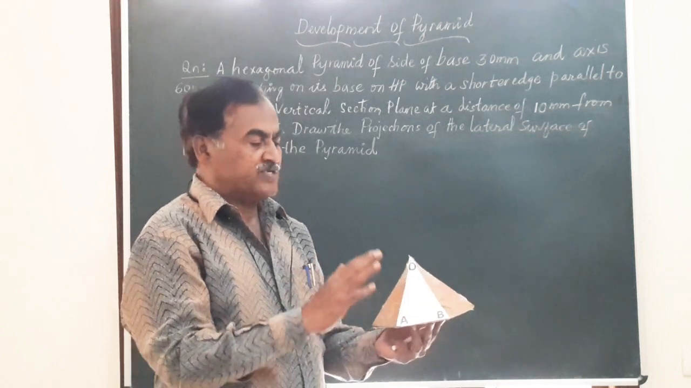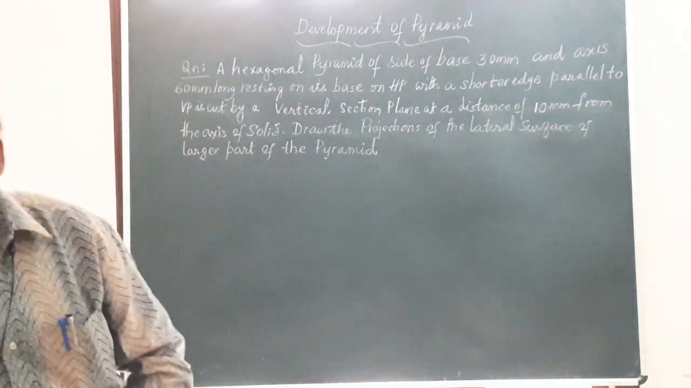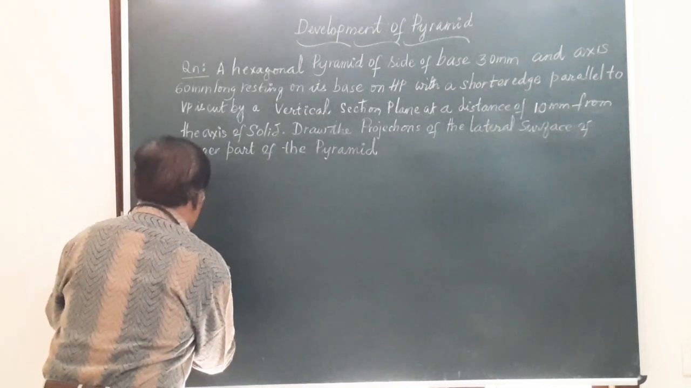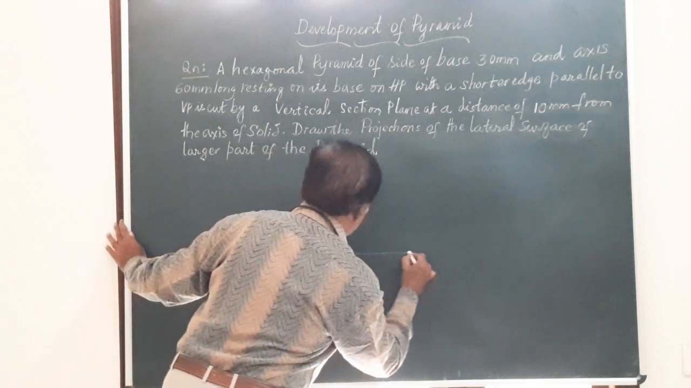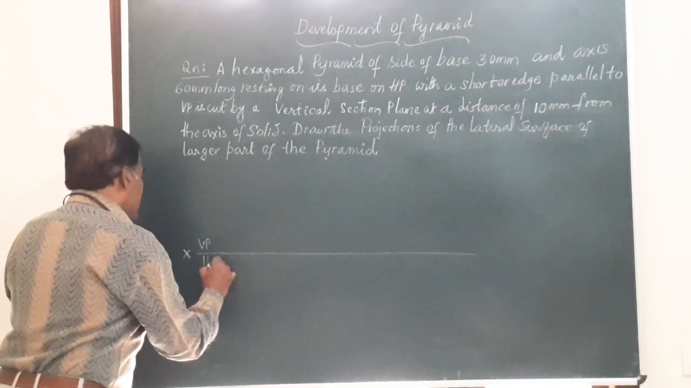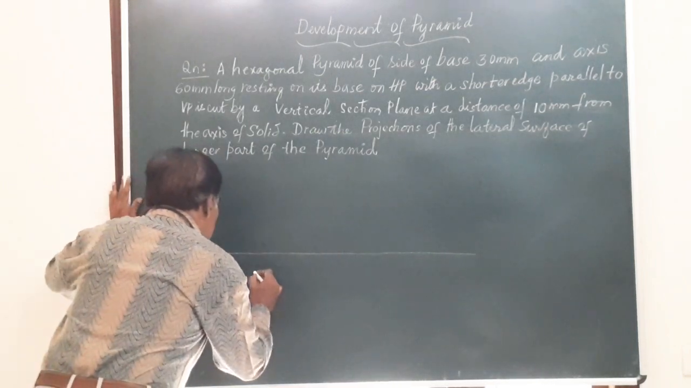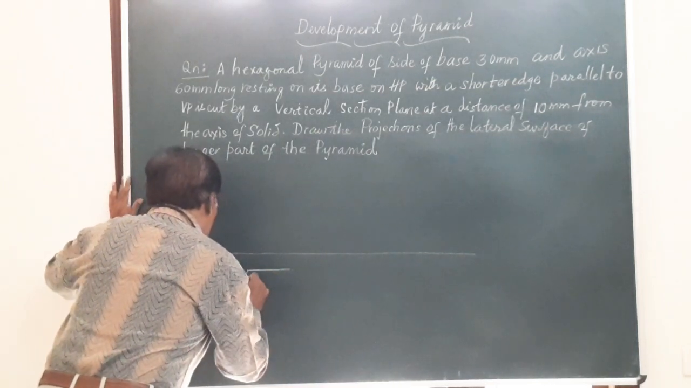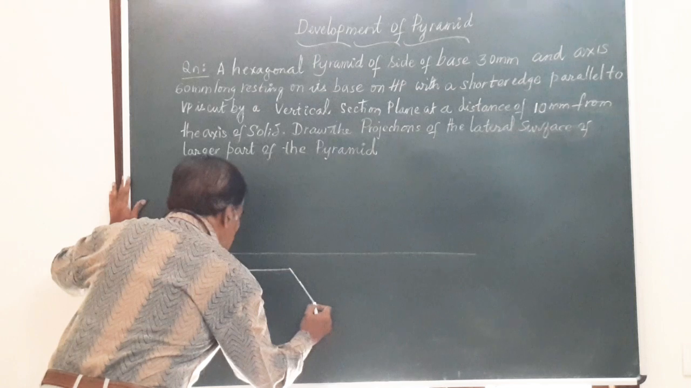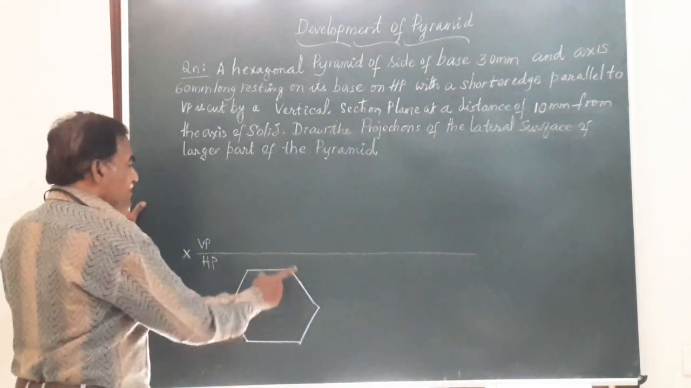So let me place the object on HP with one of the shorter edges parallel to VP and obtain its top and front views. I just write down the XY line here, mark VP and HP indicating first angle projection. Draw the top view of the solid, that is a regular hexagon of the given dimension. So this is the hexagon we have got. It is the base of the solid.